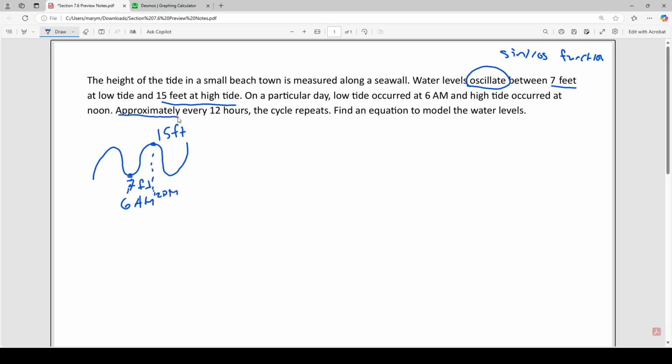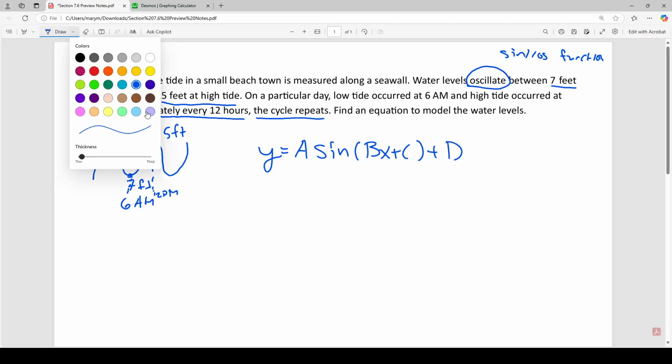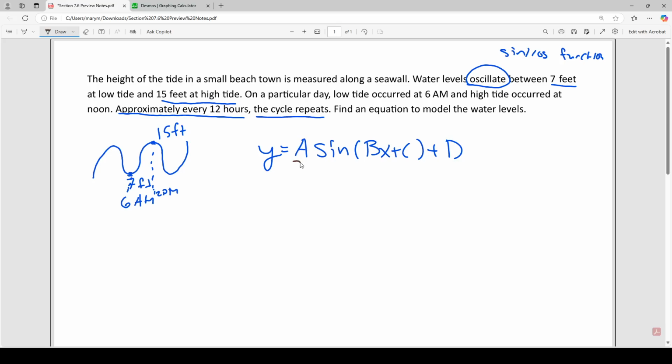And it also tells us approximately every 12 hours the cycle repeats, which also tells us a ton of information just even right there. Write an equation to model water levels. So in general, the way you're going to approach these problems is first you're going to commit to either doing a sine or a cosine graph. You're going to be able to find the amplitude in a similar way that we did in the past, but most likely there's also going to be some sort of vertical shift.